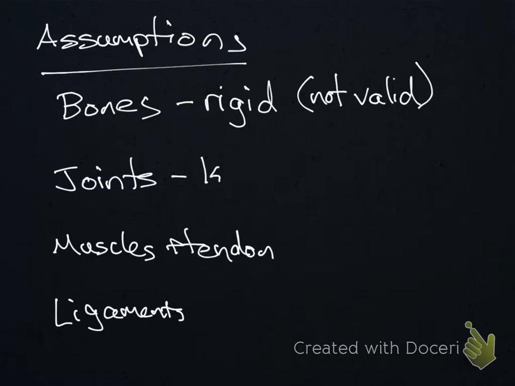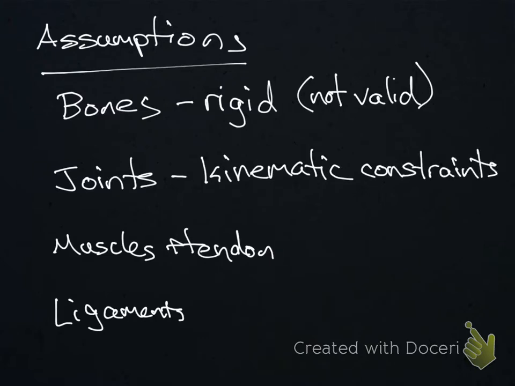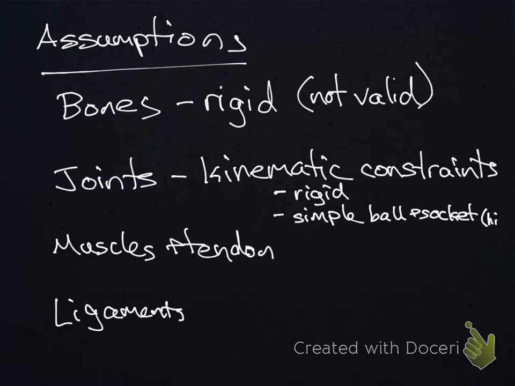Joints. We're going to assume that joints have kinematic constraints. So kinematic constraints you learned about in statics and dynamics. So that's things like a joint might be rigid. That's an example of a constraint. Or a joint might be a simple ball and socket joint. An example of a simple ball and socket joint model is the hip. An example of a rigid joint would be the pubic symphysis.